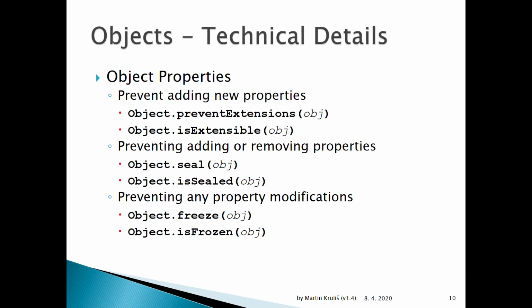Besides creating unusual properties with getters and setters, we can also do something about the whole object. The simplest thing you can do is prevent extensions, which will prevent adding new properties to the object. We can also seal the object, which will prevent adding or removing properties, or we can freeze it altogether, so we can prevent any property modifications, including assigning new values to any of the properties of this object.